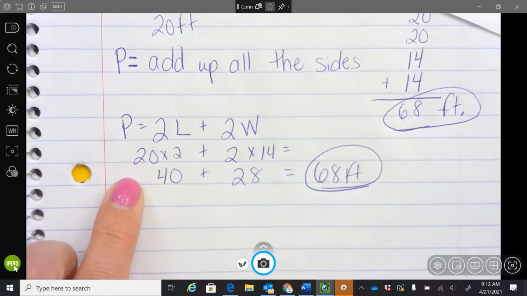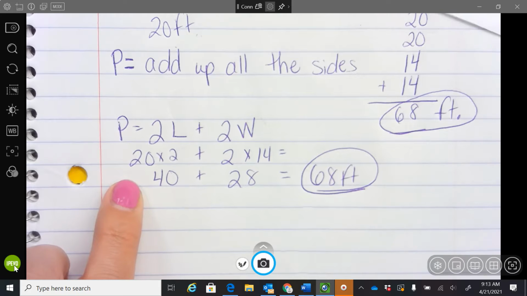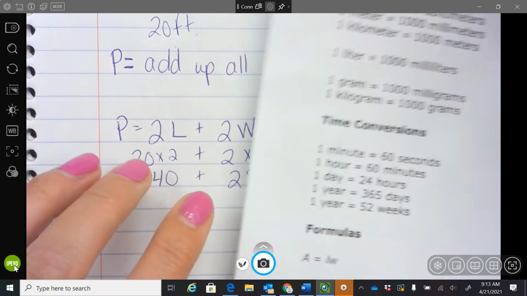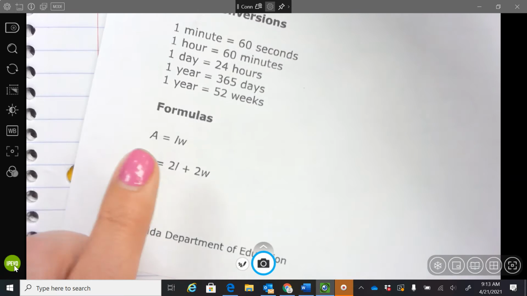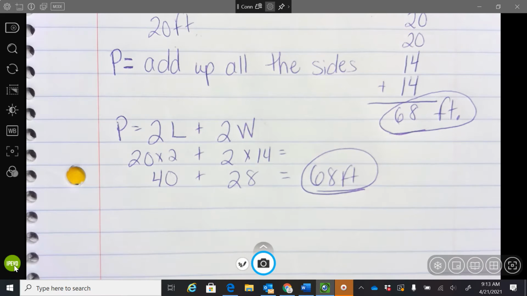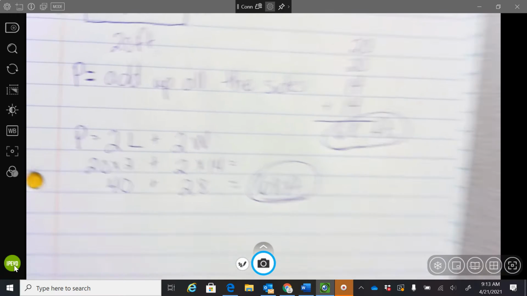I don't really care which way you do it, whatever way is easier for you. But remember, if you don't remember how to do perimeter on the test, go to your formula sheet right here, okay?